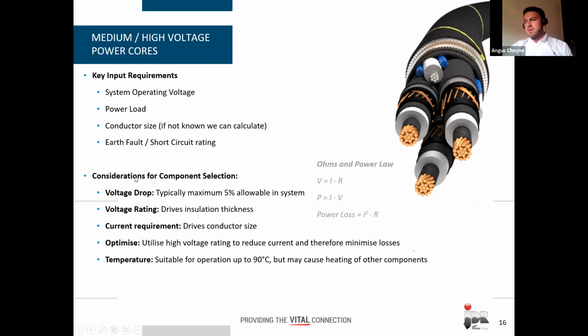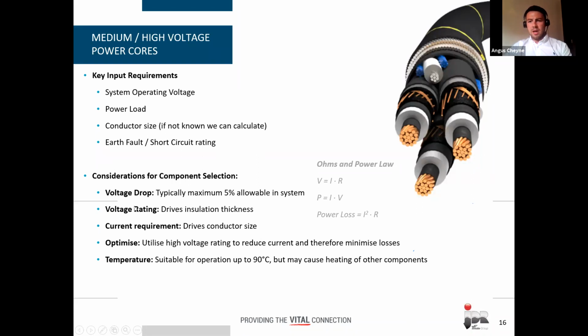So some of the considerations for selecting these components. Voltage drop is an important consideration. It's not something that affects JDR as such, but we understand that it's a key consideration for our clients. So typically we understand there's a maximum of 5% allowable. The voltage rating is also important because this drives the insulation thickness. And also the current requirement is important because this drives the conductor size.